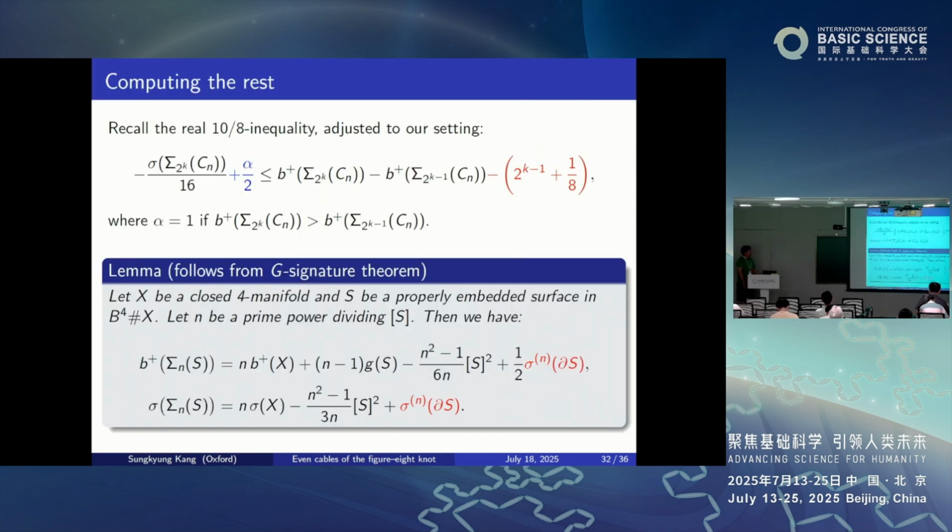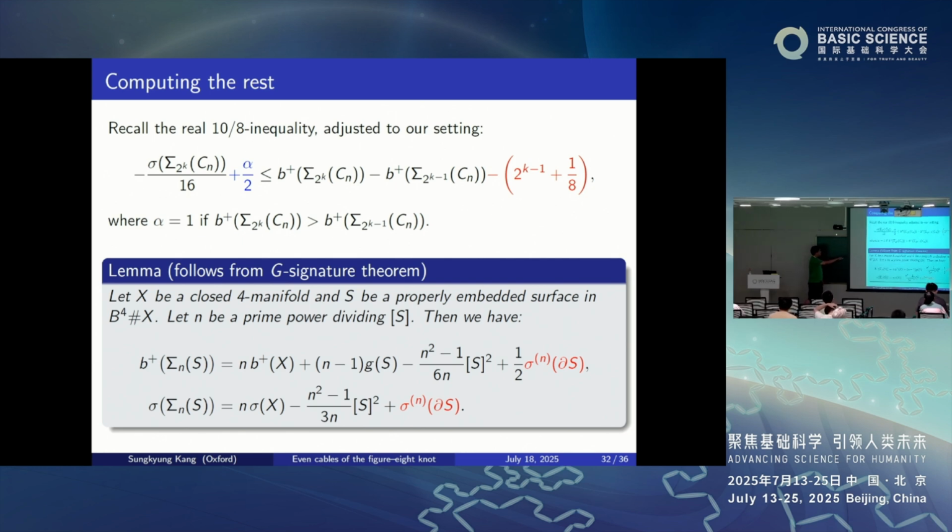You also have to compute all these homological data. So you have to compute the b2 plus of the 2^k cyclic cover, the 2^(k-1) cyclic cover, and also the signature of the 2^k cyclic cover. And you have to check whether this value is bigger than that, because we need the Brownian point. And this can be computed from something called the G-signature theorem. Packaged into a nice lemma, it looks something like that.